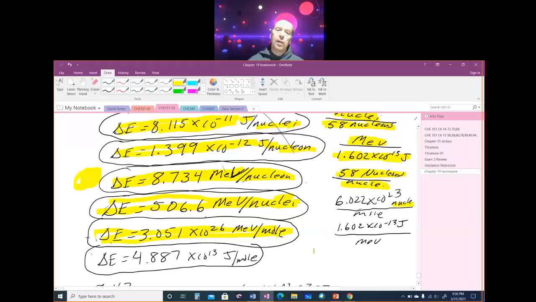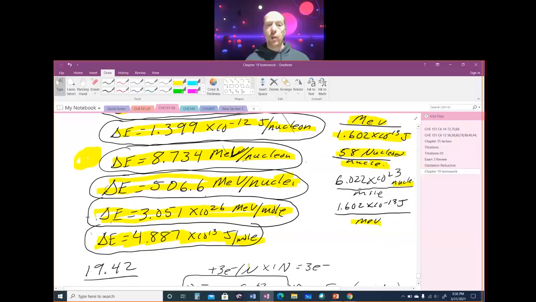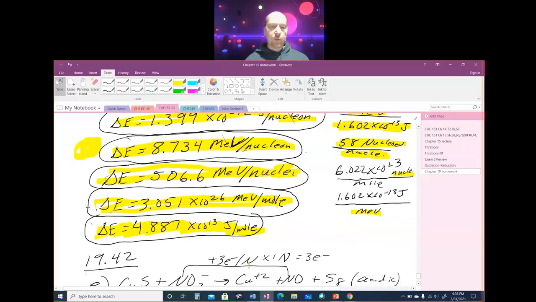And then, just for the heck of it, we can go back and change it to joules per mole by doing the conversion factor 1.602 times 10 to the minus 13 joules per MeV. So the MeVs cancel. And we're back to our first answer, which was 4.887 times 10 to the 13 joules per mole. All right, so that's just changing units. So you have to give the units that are asked for.